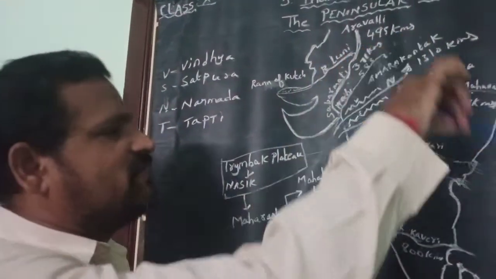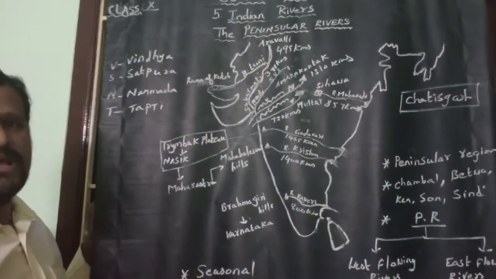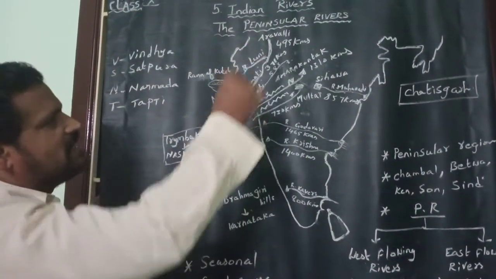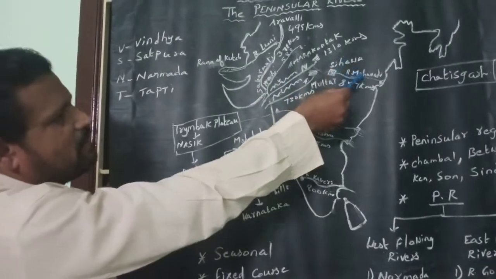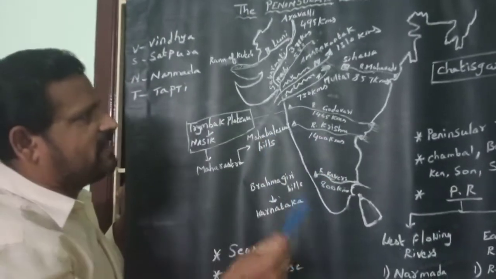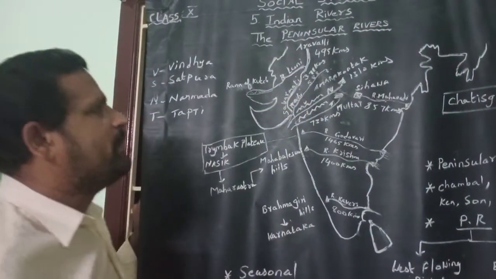So these are Peninsular river systems. Why? Because these rivers, except Sabarmati, even if you take Mahi, Narmada, Tapati, Mahanadi, Godavari, Krishna, Kaveri, these rivers originate in Peninsular India. So these rivers are called Peninsular rivers.